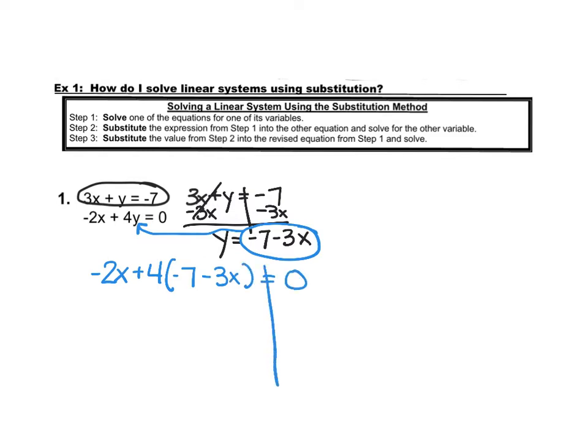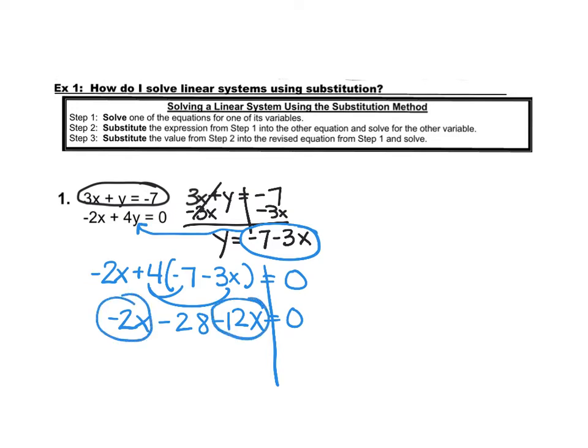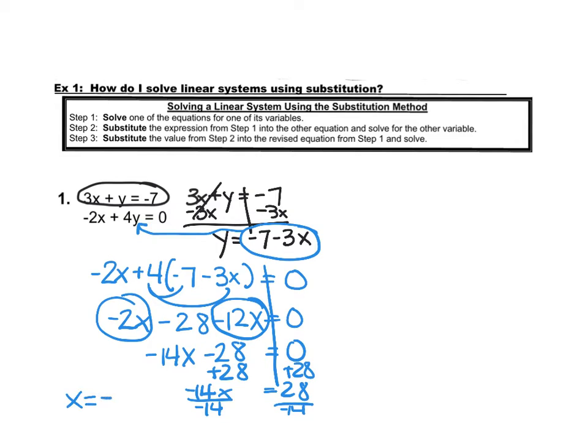All right, so now we're going to solve. And we have minus 28 minus 12x is equal to 0. Now we have to continue to simplify. Negative 14x minus 28 is equal to 0. Let's add the 28. And now we're going to just divide by that negative 14. And we have x is equal to negative 2.